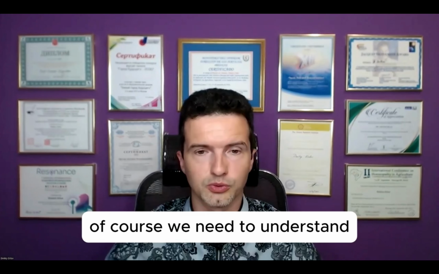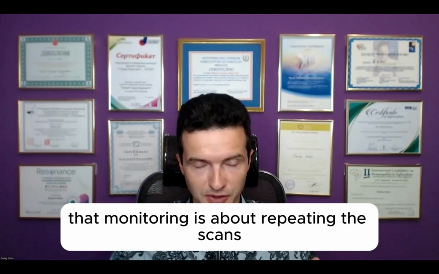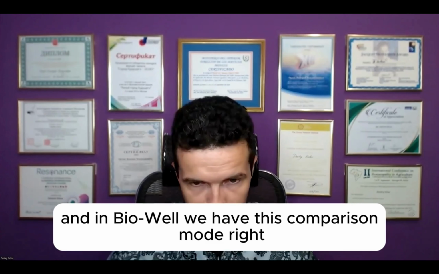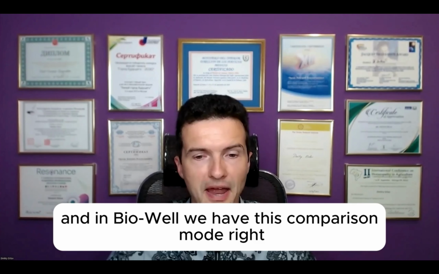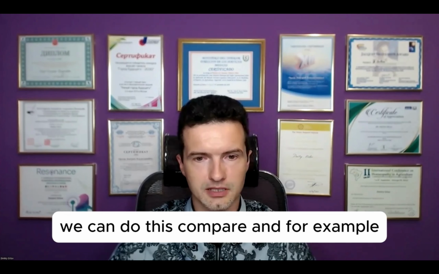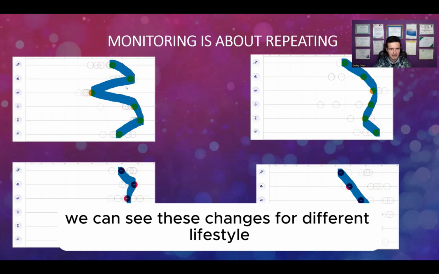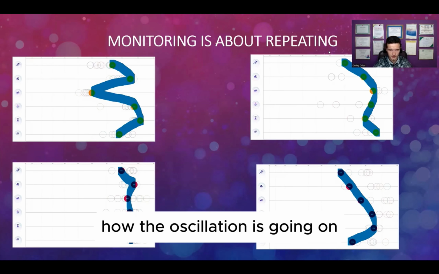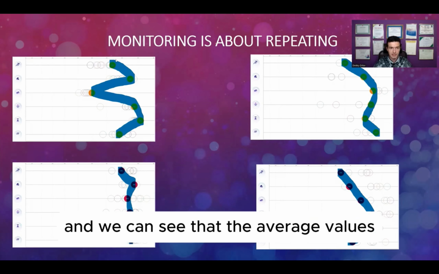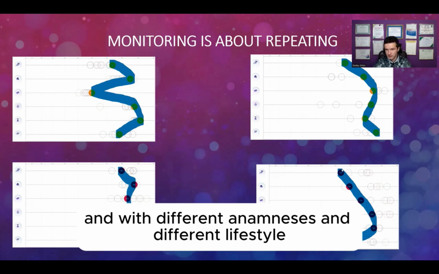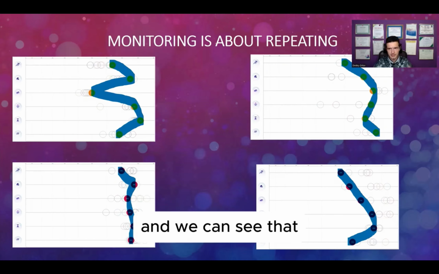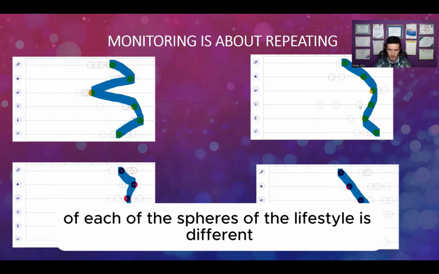Of course, we need to understand that monitoring is about repeating scans. And in BioWell, we have this comparison mode, right? We can do this compare, and for example, in the lifestyle tab, we can see these changes for different lifestyles, how the oscillation is going on. And we can see that the average values are different for people with different analysis and different lifestyles. And we can see that the deviation of each of the spheres of the lifestyle is different.